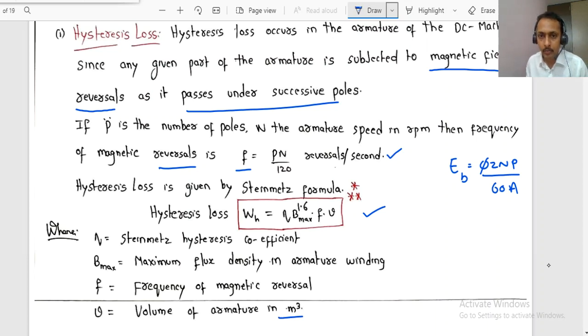One interesting point you can observe here is that the hysteresis loss is proportional to the frequency. If the frequency of magnetic reversal is more, then there will be more hysteresis loss. If the frequency of the magnetic reversal is low, there will be less hysteresis loss. Clear? Similarly, if the value of eta is low, if you select a material whose hysteresis coefficient is low, then you can reduce the hysteresis loss.